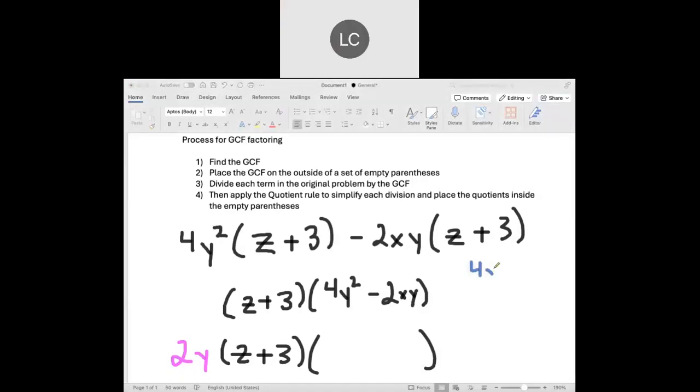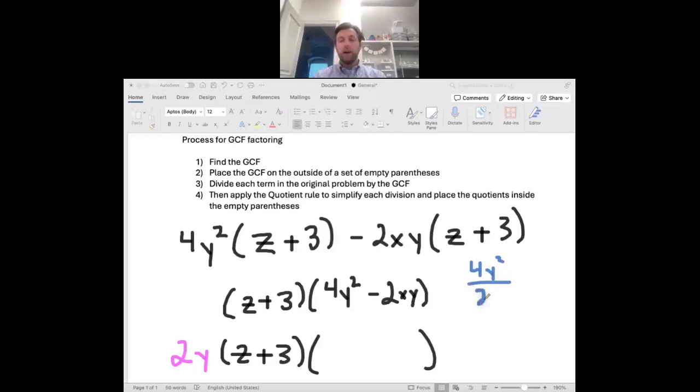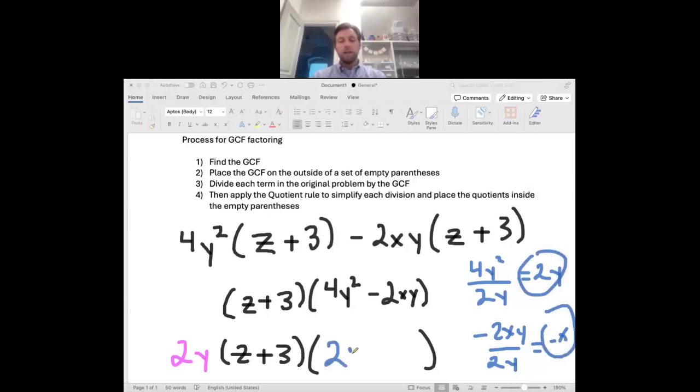So you take the 4y squared and divide it by the GCF of 2y, and that gives you 2y, and then minus 2xy over 2y leaves you with just a minus x. So then you put the 2y and the minus x inside here. Even though we're pulling the GCF from this one, we pull that GCF and place it in front.